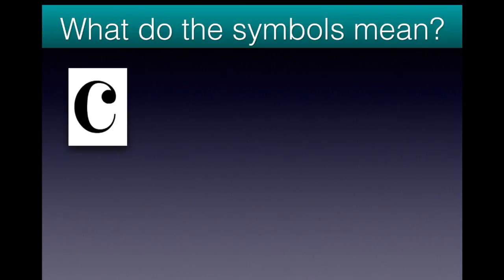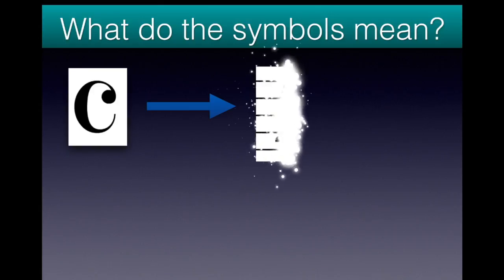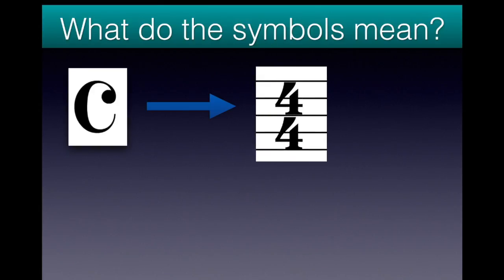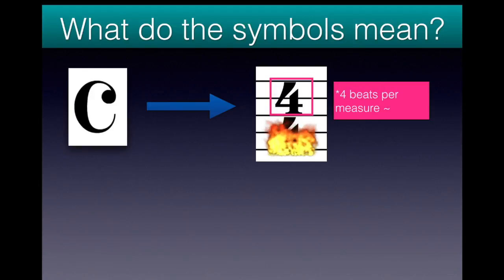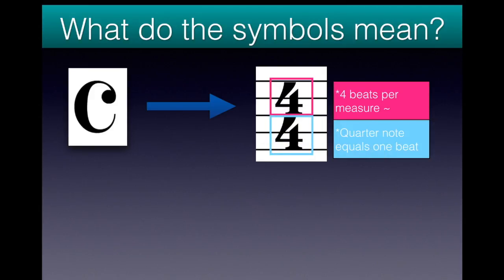So what do these symbols mean? What does the letter C mean in music? It's not the note name, it's right next to the clef, and this symbol means common time, and it equals 4/4. 4/4 is a time signature that we should be comfortable with: the top note equaling 4 beats per measure, and the bottom note equaling that the quarter note equals 1 beat.